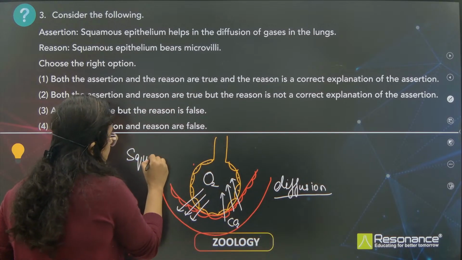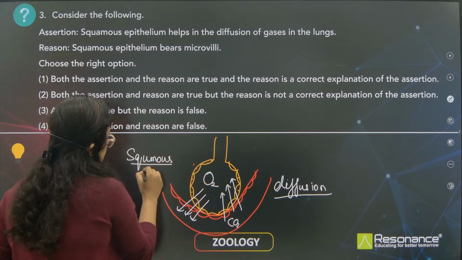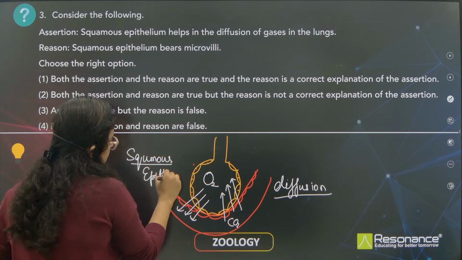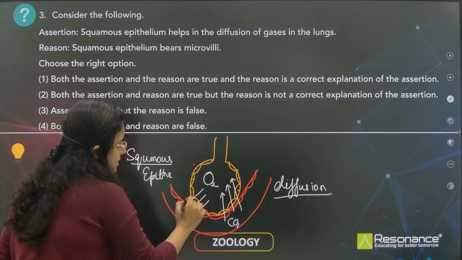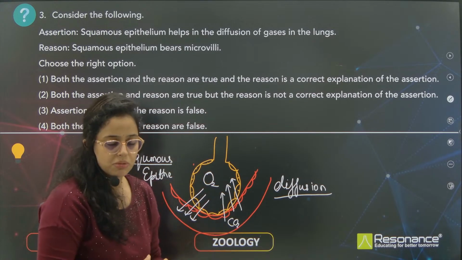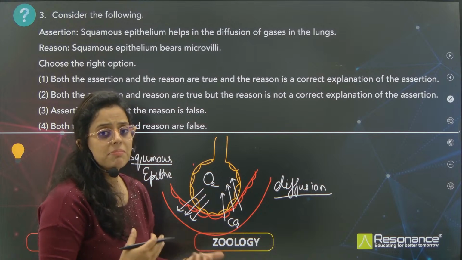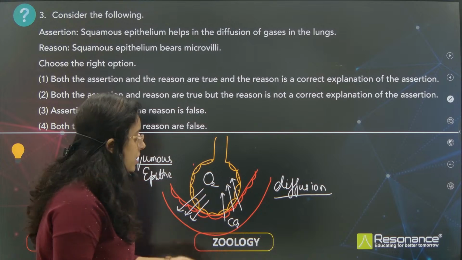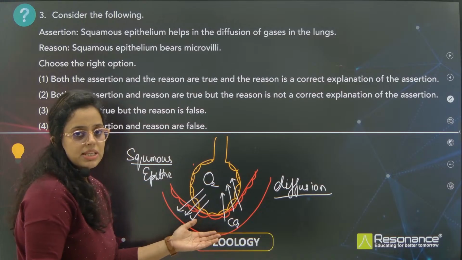If the thickness of the alveoli cells or the capillary is more, the diffusion will be very slow, or sometimes diffusion will be completely absent. So that is not the purpose of the squamous epithelium, right?